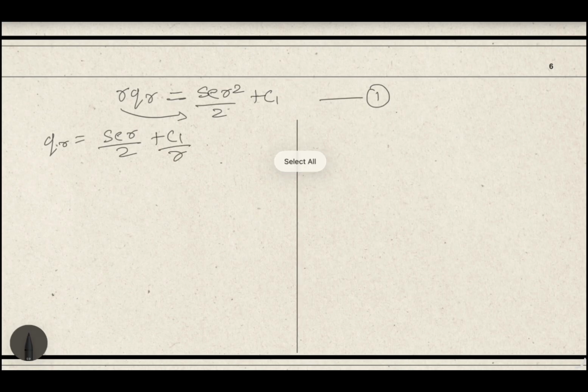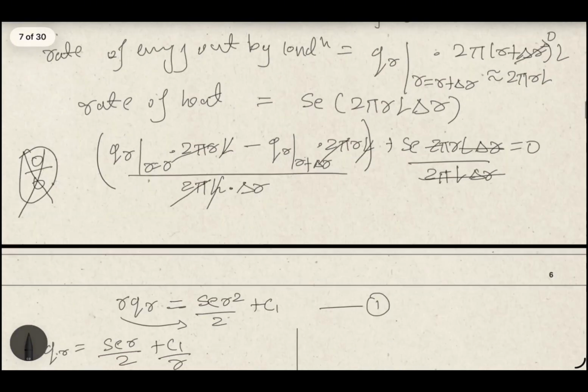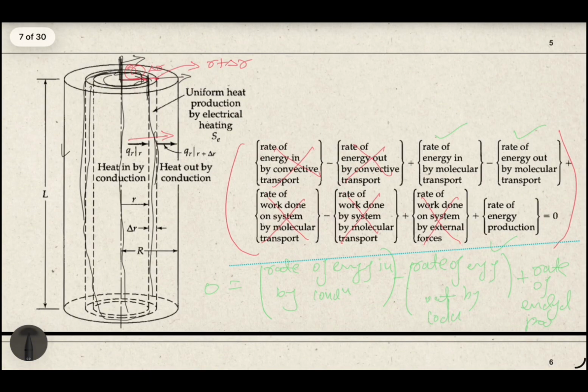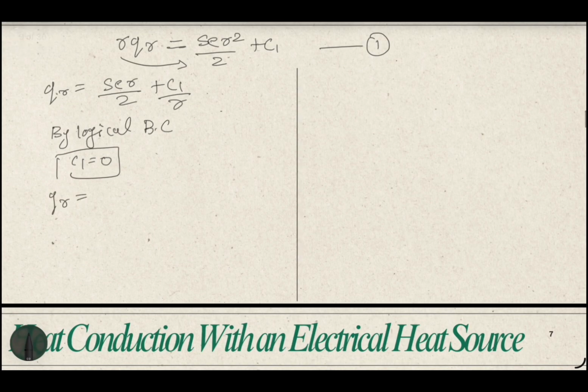Now logically think that at r equal to 0, there would be some flux at r equal to 0, which is this line. So there would be some flux coming out. It won't be like when we put r equal to 0 in this equation, Q_r tends to infinity, but it should be some finite value. Flux cannot be infinity. So by logical boundary condition, we can say that C1 should be 0. So we get the flux profile equation, that is Q_r equal to S_E r by 2. You can say this is equation 2.